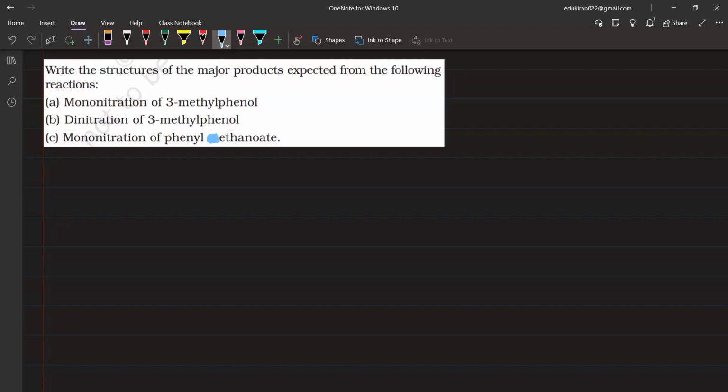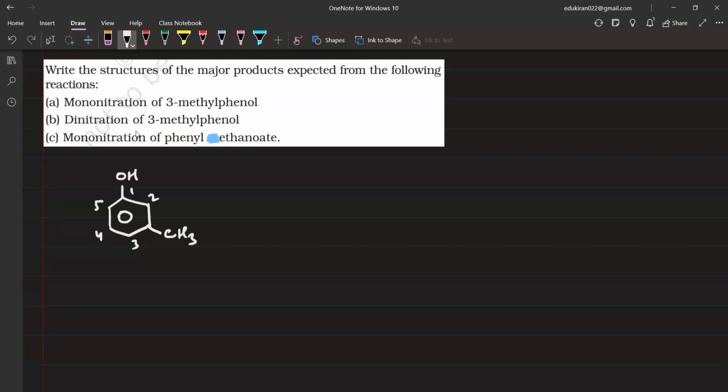So one thing is that. Now we will leave that for now. We will look at these two problems: mononitration of 3-methyl phenol. So 3 is 1, 2, 3. This is CH3. Now, how many carbon atoms do we have? We have 1, 2, 3, 4, and 5 carbon atoms, right?